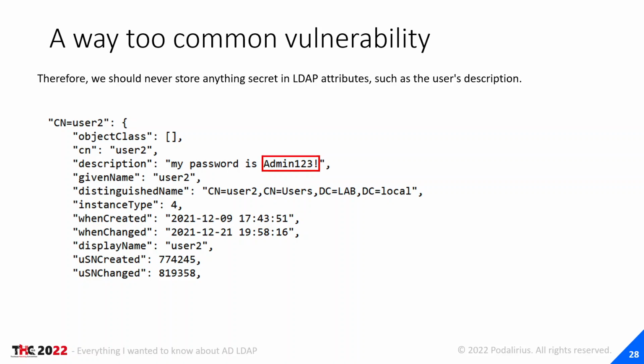Therefore, any user that queries the description of all the other users can potentially take over other accounts because their password is in the description. So please be careful and remember that all the attributes in LDAP should be treated as public, and do not store private information in it.